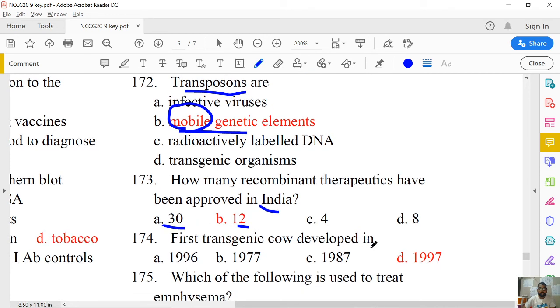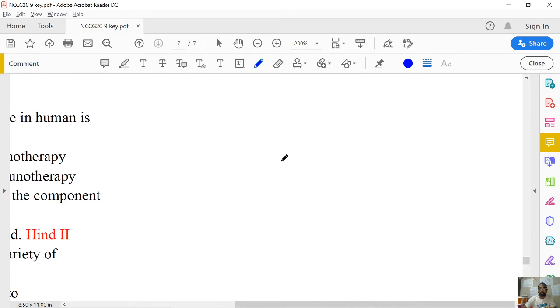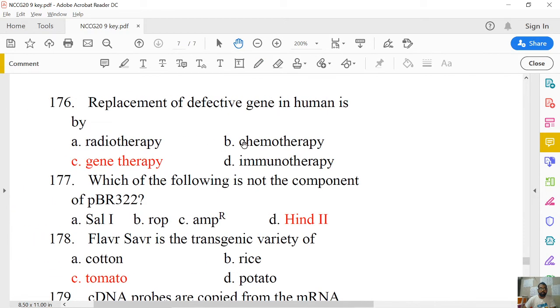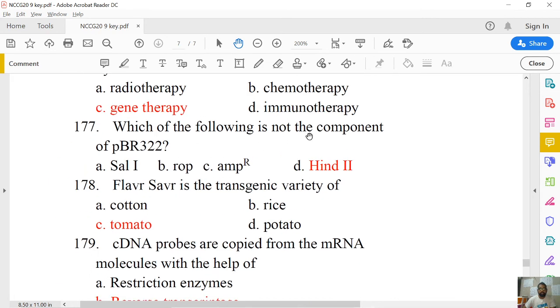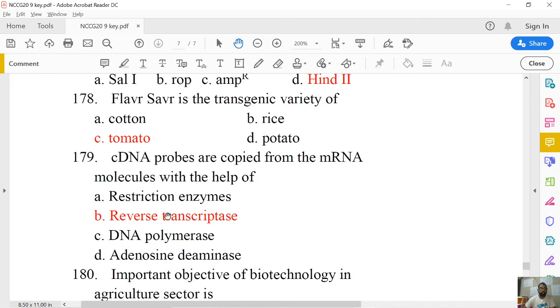The first transgenic cow, Rosie, was produced in the year 1997. Which of the following is used to treat emphysema? Alpha-1 antitrypsin is used for the treatment of emphysema. Replacement of a defective gene with the normal gene is gene therapy. Which of the following is not a component of pBR322? Just now you have seen the structure of pBR322. HindIII you don't find in pBR322. Flavr Savr is a transgenic variety of tomato.